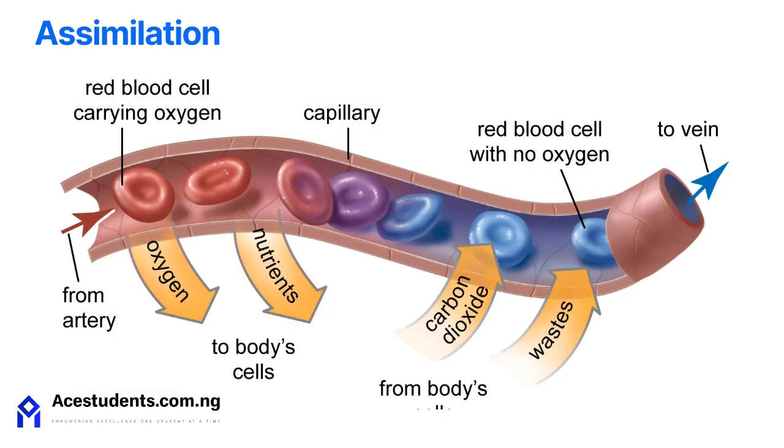Assimilation is the use of absorbed food molecules by body cells. In assimilation, absorbed nutrients are moved to the cells where they are used for various functions. Glucose is used in respiration to release energy. Amino acids are used to build proteins for growth and repair. Fatty acids and glycerol may be stored as fat or used for energy.